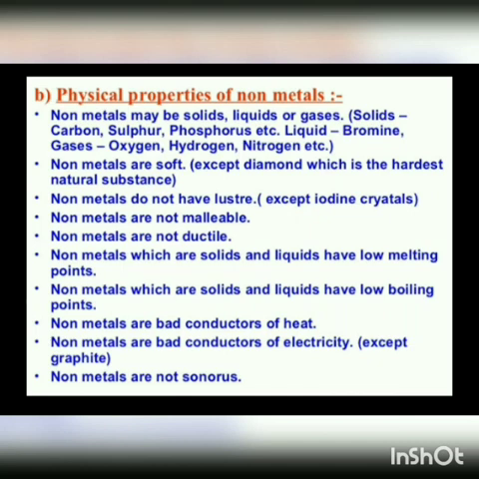Non-metals are soft in nature, except diamond. Diamond is the only hard substance among the non-metals. Non-metals are very dull in nature, except iodine crystals. Iodine is the only one that is shining in nature. Non-metals are non-malleable; they are easily broken, so non-metals are brittle. Non-metals are not ductile, which means they cannot be drawn into thin wire. So they are non-ductile.